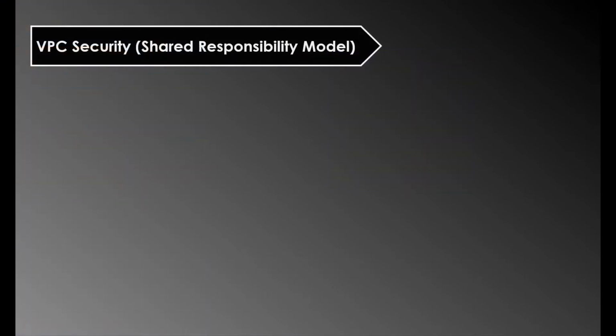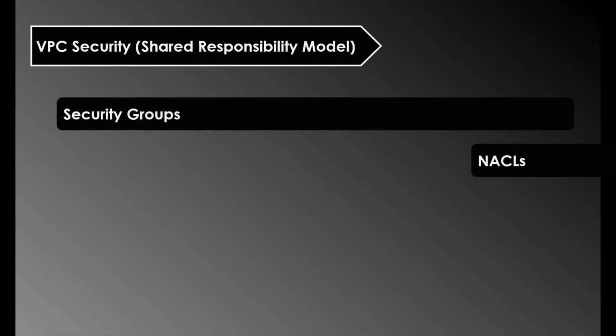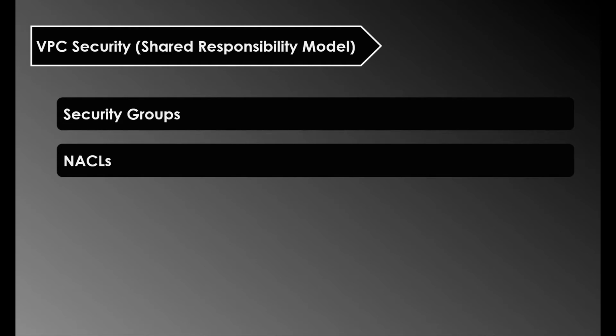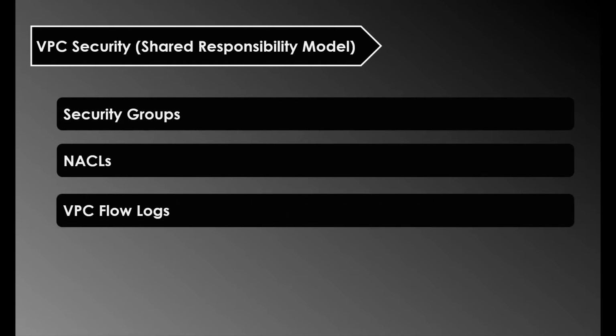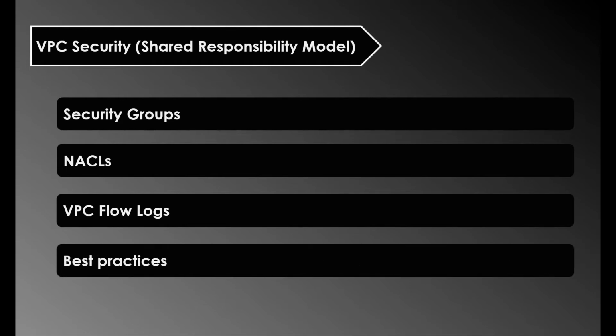When it comes to security, AWS follows a shared responsibility model, which applies to VPC as well. AWS is responsible for the global infrastructure. However, we are responsible for the content hosted in that infrastructure. To protect your VPC, the two main things you could use are security groups and NACLs. Both are like virtual firewalls and act at different levels. Another handy feature is VPC Flow Logs, which helps in tracking IP traffic and monitoring. Finally, we'll see the best practices when it comes to applying these security features to your VPCs.